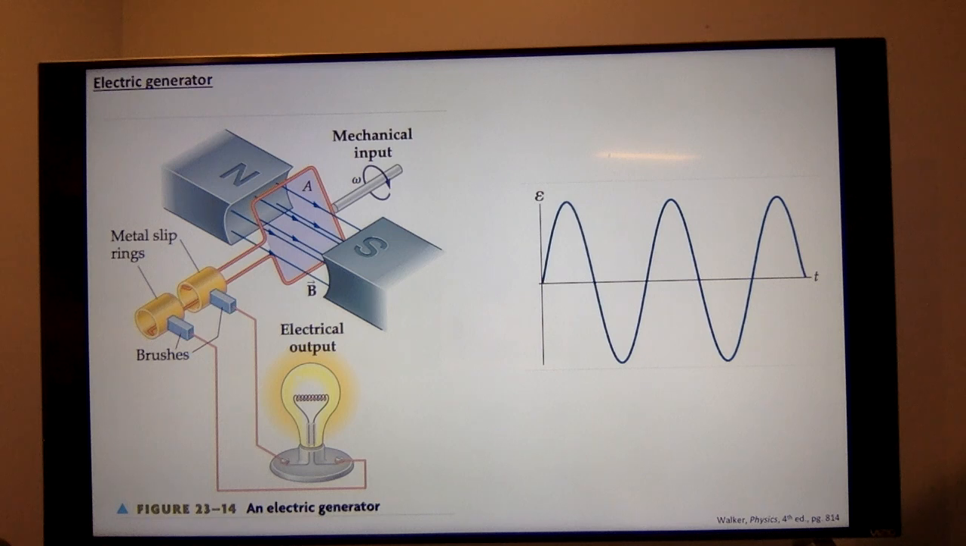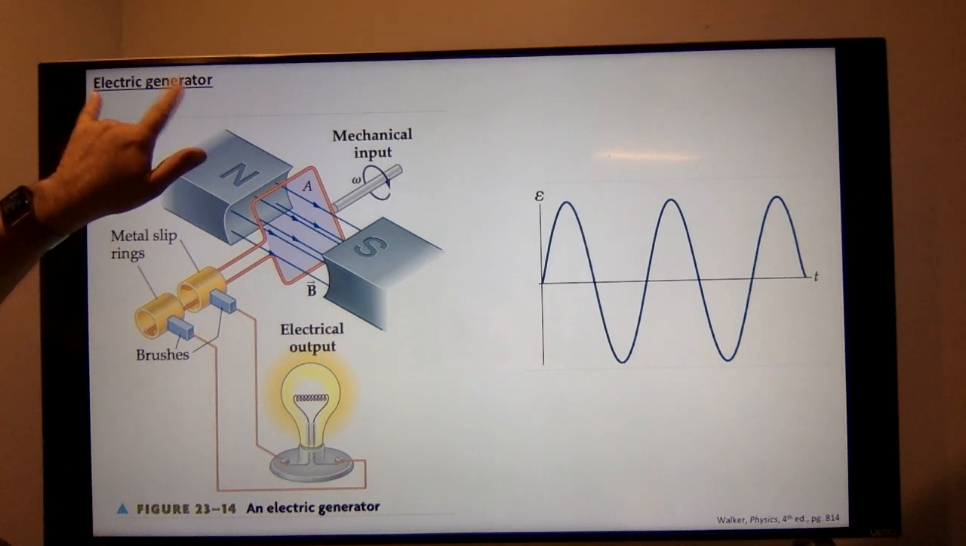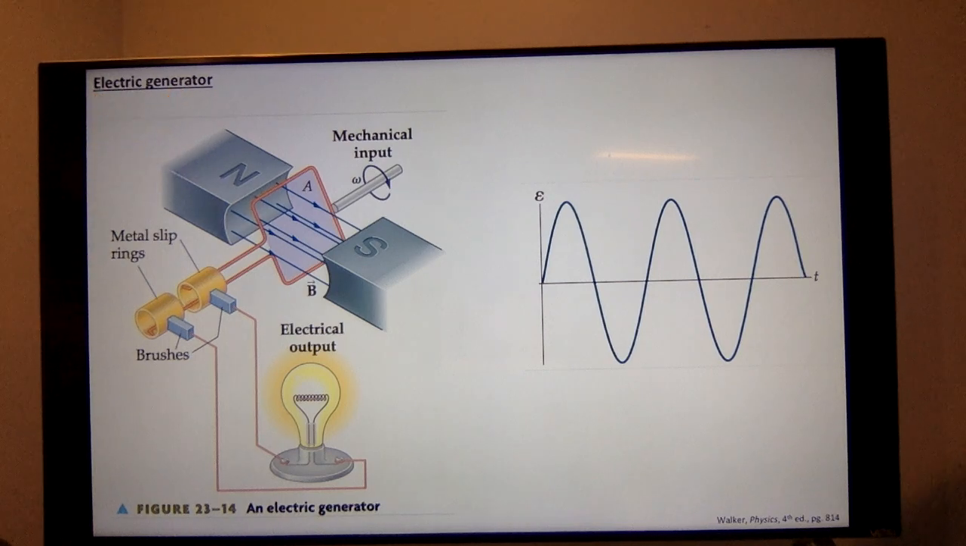So what are some applications? Basically, we're going to wrap up this chapter by just giving you some applications of changing magnetic flux. So first of all, the electric generator. The electric generator is something that actually generates electric current.